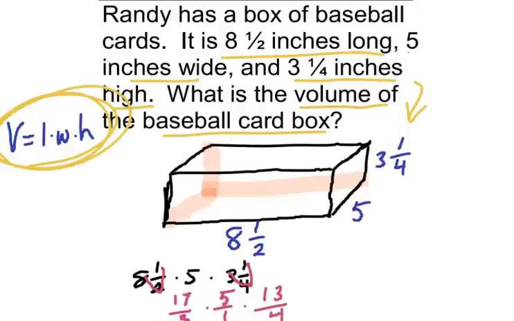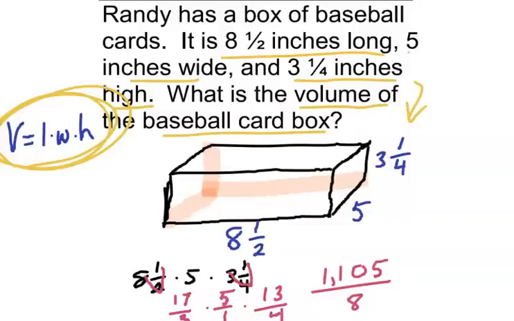Can we do any cross reducing? Let's see, 13 and 1, 5 and 2, 17 and 4. Not really. So we're just going to have to multiply across the top. 17 times 5 equals 85. 85 times 13 equals 1,105. That's the numerator. The denominator is going to be pretty easy. That's just 2 times 4, which is 8.